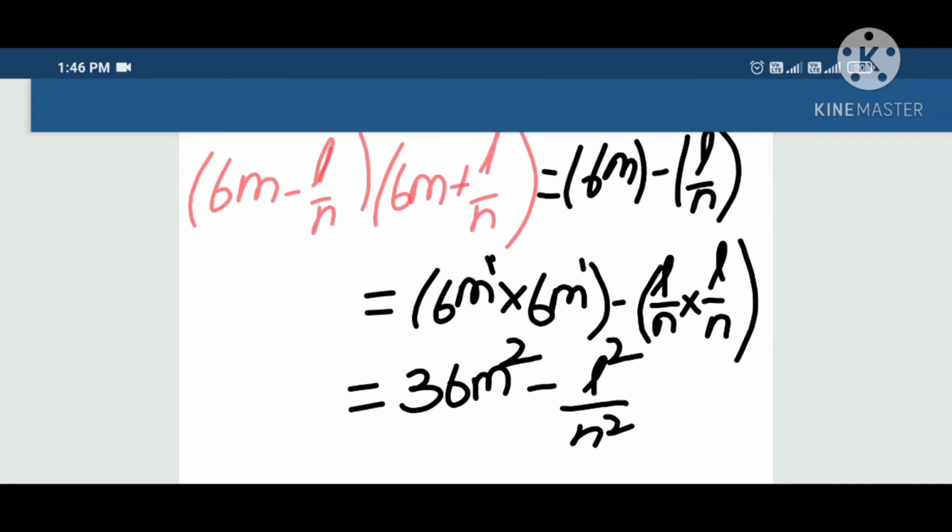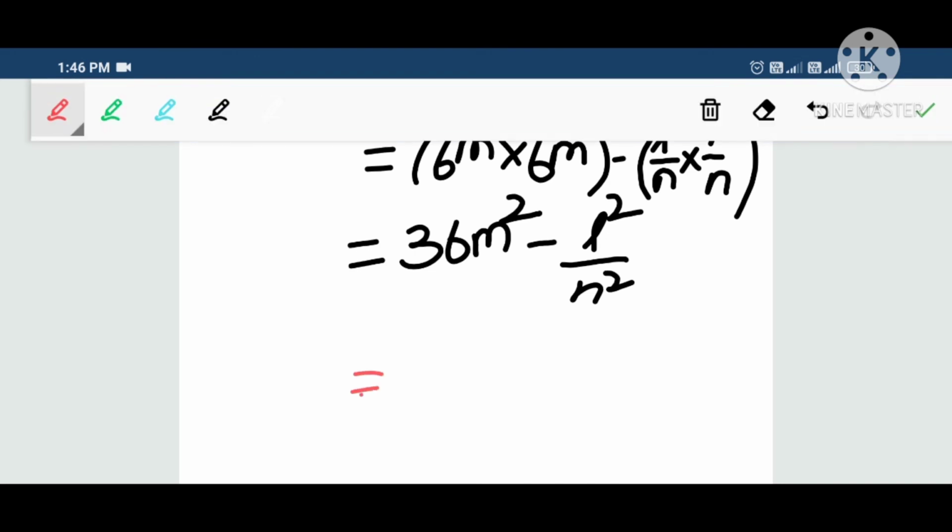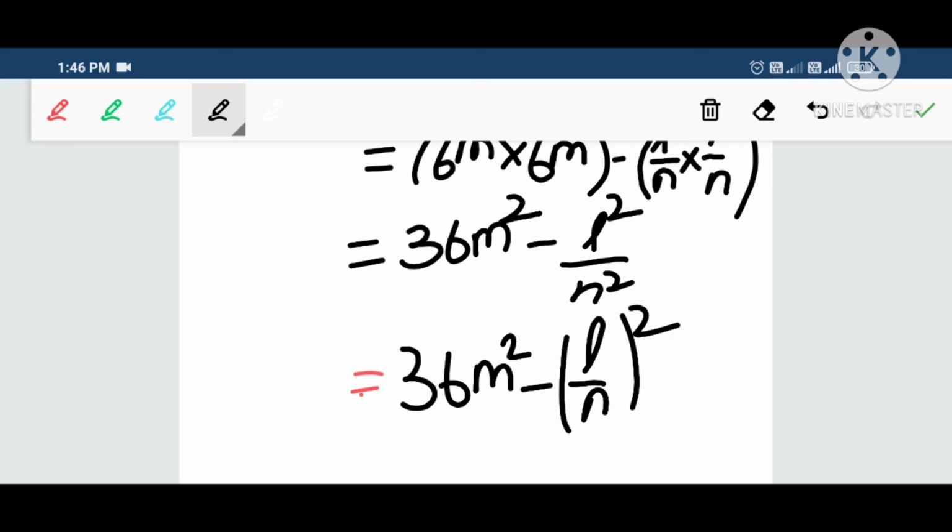So what is the final answer? You got 36m square minus L by n the whole square, that is x square minus y square. Next we move on to question number 3rd Roman, because the second Roman, second question, you do it as homework, that is B1. And in the third Roman we need to find the square of the value by using the identities.